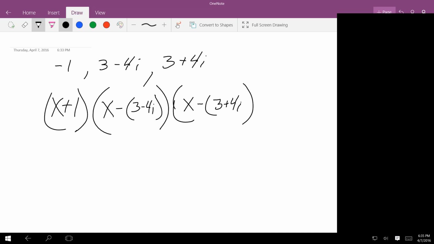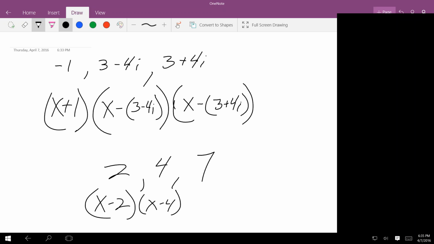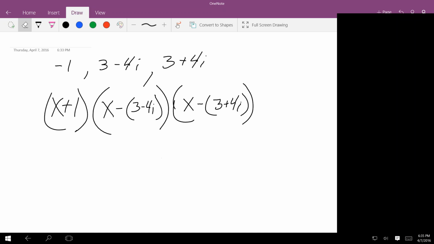In other words, if I told you that I had zeros at 2, 4, and 7, you would know the factors are x minus 2 times x minus 4 times x minus 7, right? That's how you get the factors. Well, same thing when you have imaginary solutions or imaginary zeros. We're still going to do it exactly the same way, nothing different.